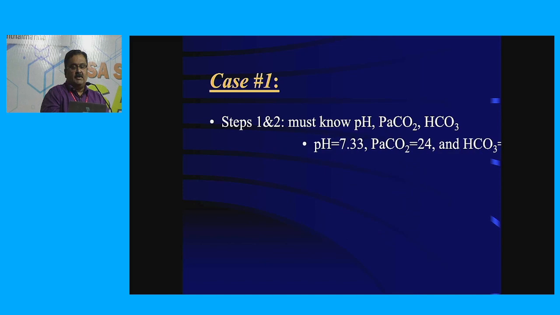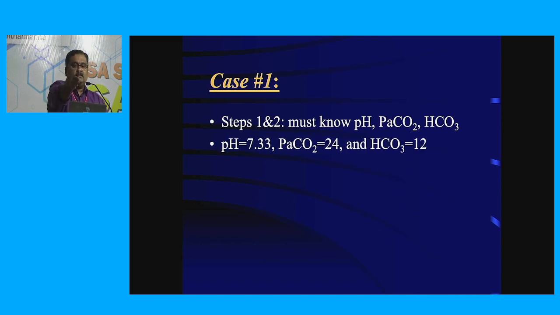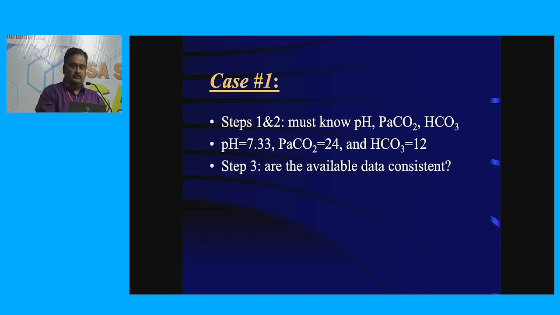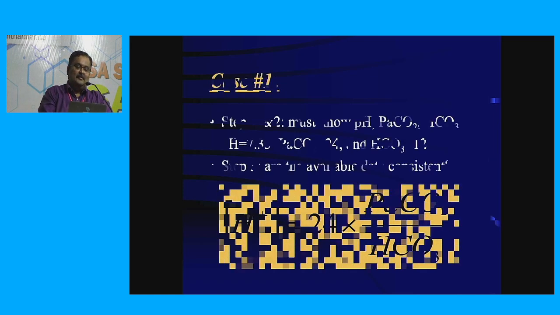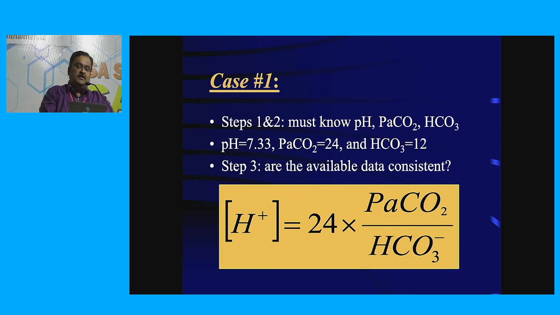So we should know the pH and PaCO2. Okay, please, can you interpret? pH is 7.33, PaCO2 of 24, bicarbonate of 12. Data are consistent. That's the first step that you should do. Okay, tell me the remaining part. pH 7.33, PaCO2 of 24 and bicarbonate of 12.